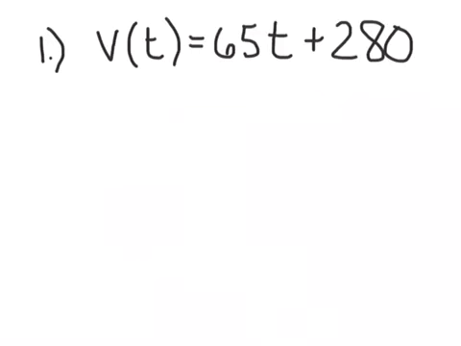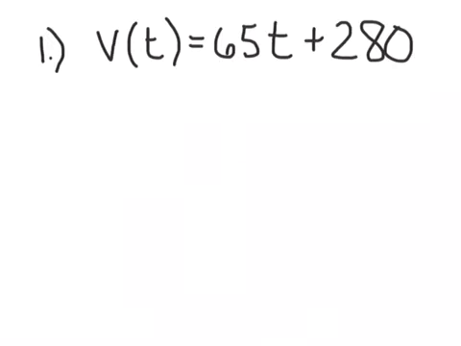Number 1 says a water tank is being filled by pumps at a constant rate. The volume of water in the tank, V, in gallons, is given by the equation V of t equals 65t plus 280, where t is the time in minutes the pump has been on.